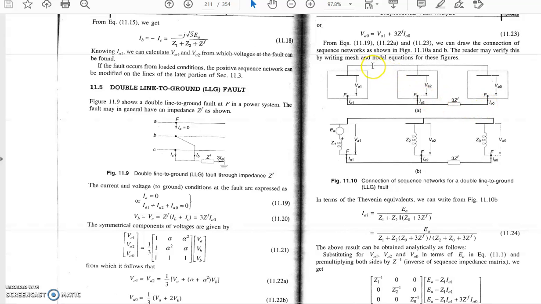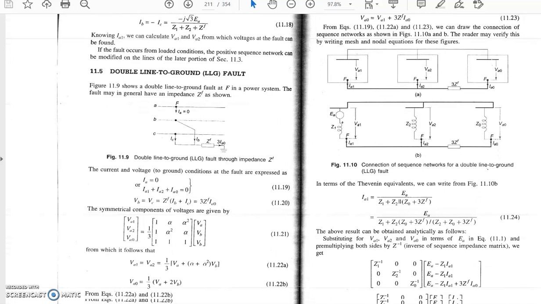Second thing, VA1 equals VA2, and VA0 equals VA1 plus 3ZF IA0, that is, VA0 equals 3ZF IA0 plus VA1 or VA2. So this diagram satisfies all of our equations. We can make the Thevenin equivalent of this: EA, Z1 VA1, Z2 VA2, Z0 VA0.